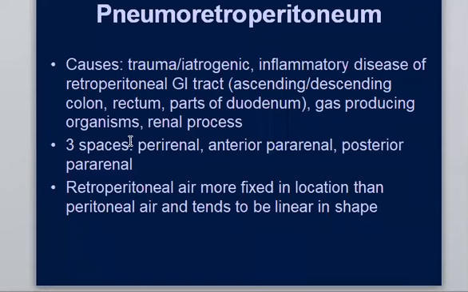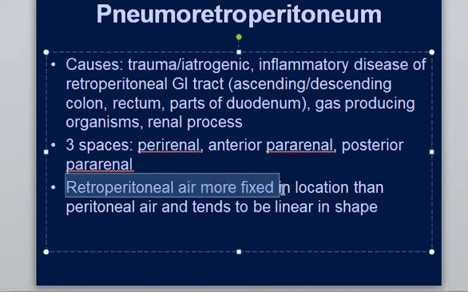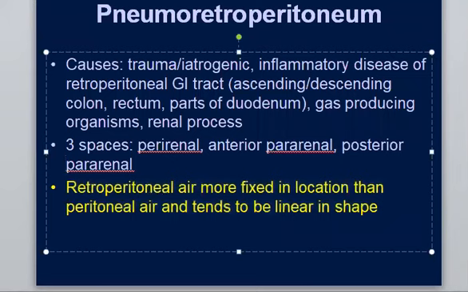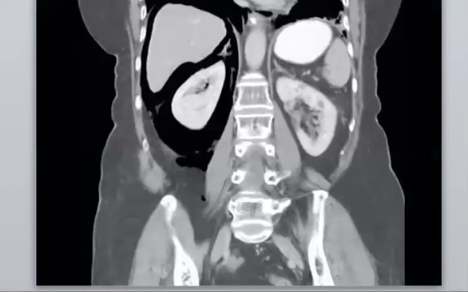Yes, pneumoretroperitoneum. So this retroperitoneal air is more fixed in location than the peritoneal air, which tends to be linear in shape. So this is retroperitoneal pneumoperitoneum, right? Not pneumoperitoneum. Let's have a look again in this case.